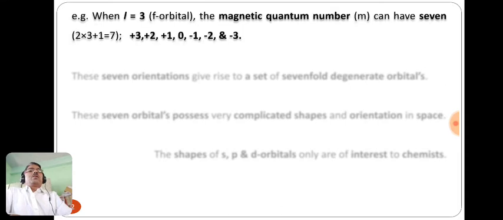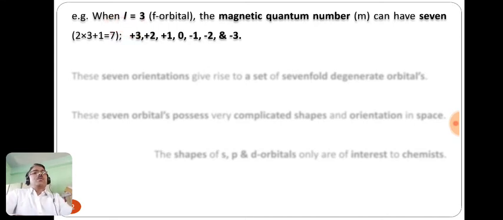Now let's consider the next example. When the azimuthal quantum number L equals 3, how many magnetic quantum numbers are possible? According to the 2L plus 1 rule, that is 2 into 3, 6, plus 1, that is 7. So 7 magnetic quantum numbers are possible, and these are plus 3, plus 2, plus 1, 0, minus 1, minus 2 and minus 3. These are the 7 magnetic quantum numbers possible when the azimuthal quantum number L equals 3.